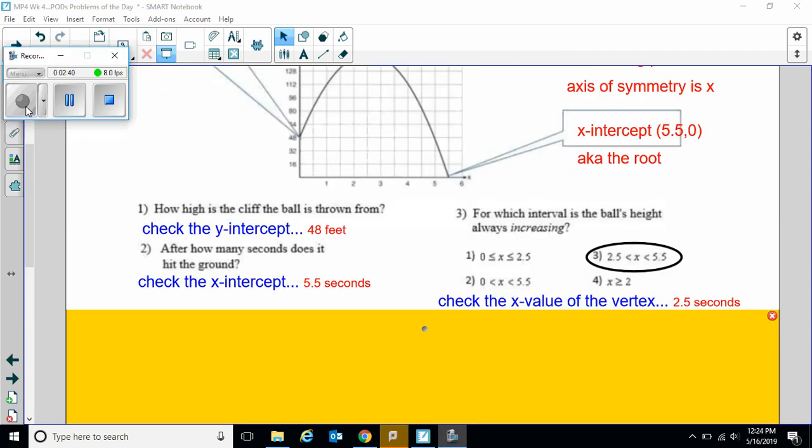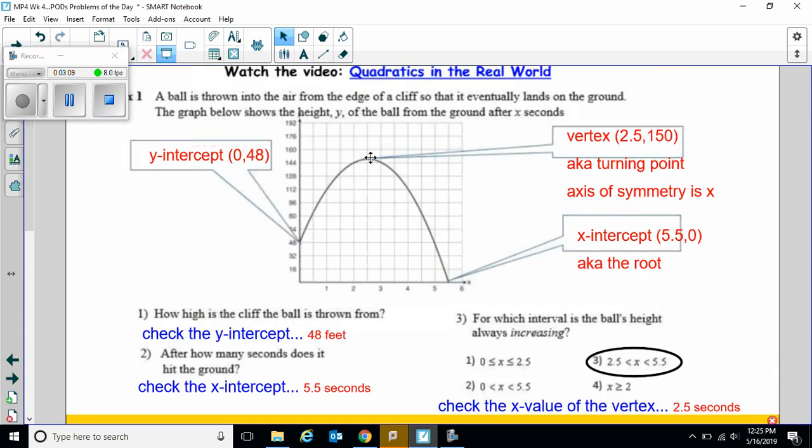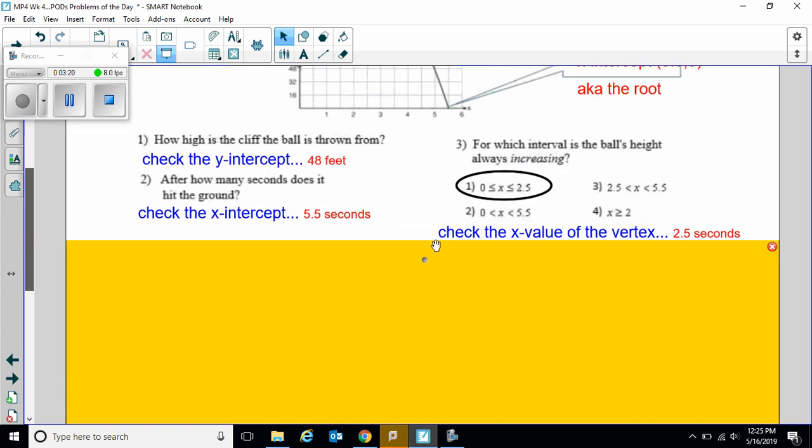All right, welcome back. A little bit of an oversight for example 1. We didn't answer questions 1, 2, or 3, so let's do that now. The ball is thrown from the y-intercept. That's 48 feet above ground. How long does it take to hit the ground? Well, look at the x-intercept. That's 5.5 seconds. When are we increasing? We're increasing between our beginning and our vertex, so that would be 0 to 2.5.